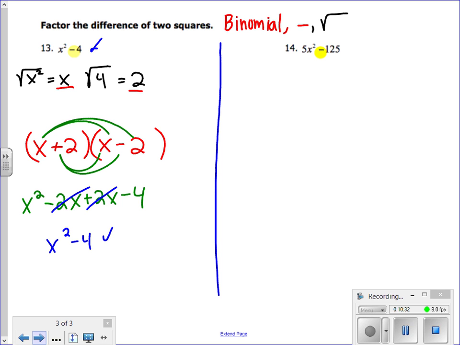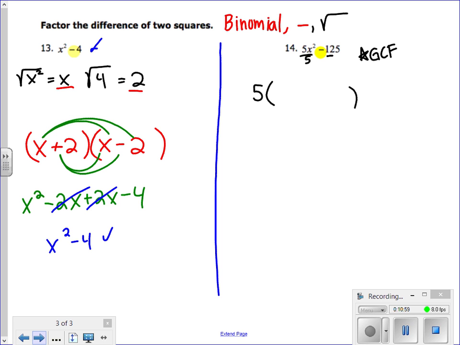Last problem for the video. I determined it's a binomial, and it has subtraction. Now I have to check on the square root part. It turns out that I cannot take the square root of 5. And I can't take the square root of 125. So I have to do what I always look for first, a GCF. It turns out that this problem has a GCF of 5.